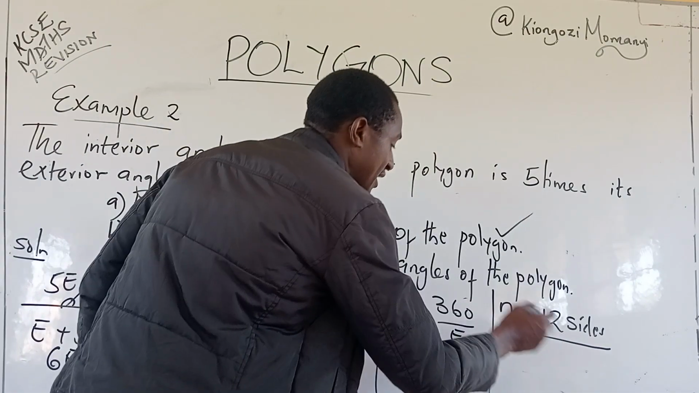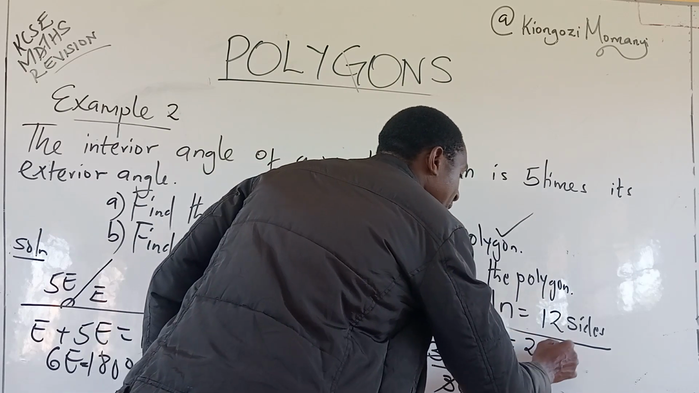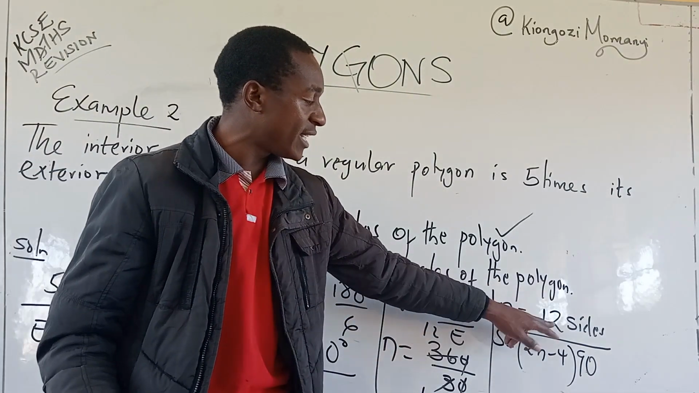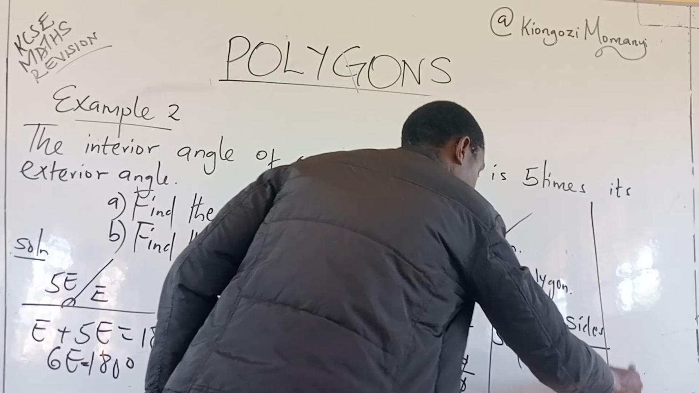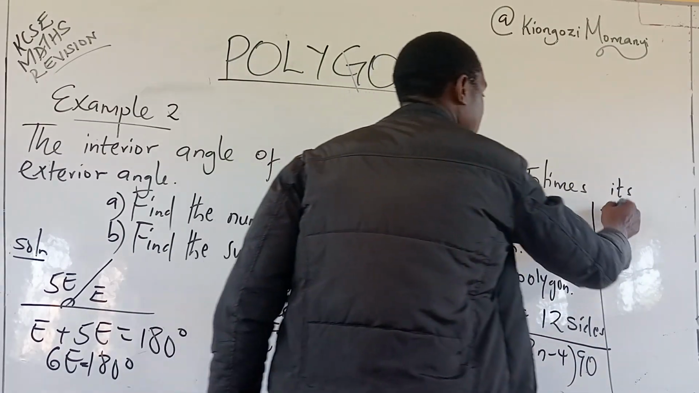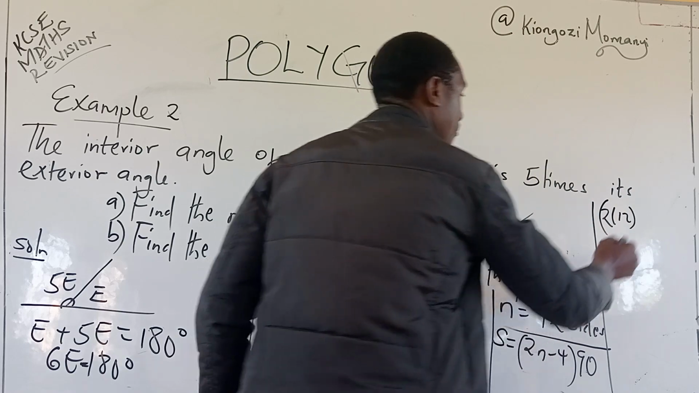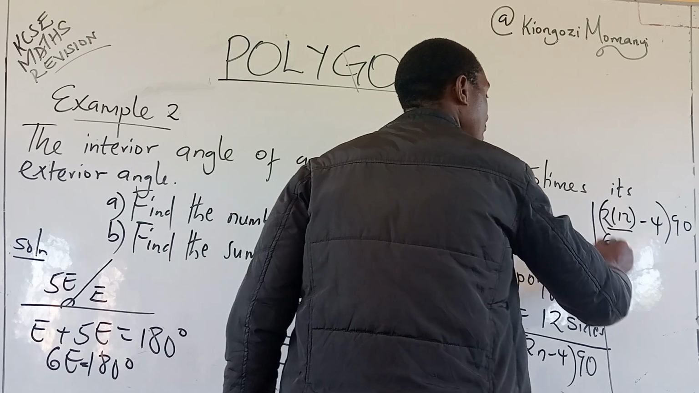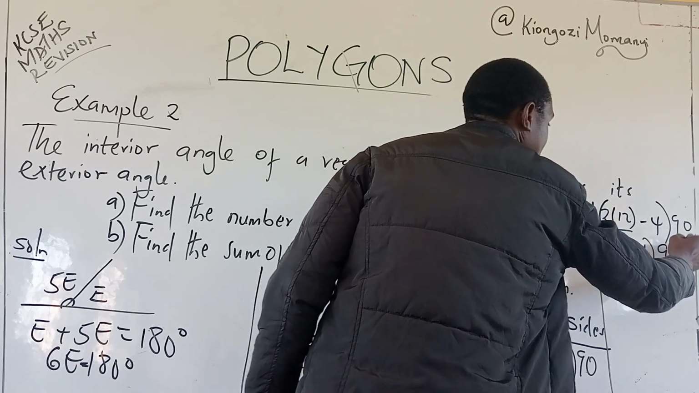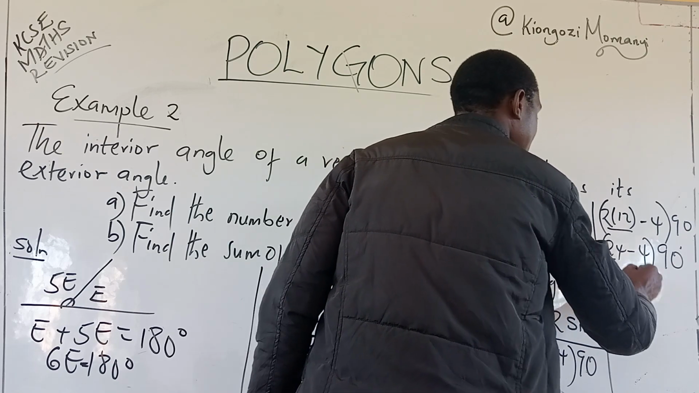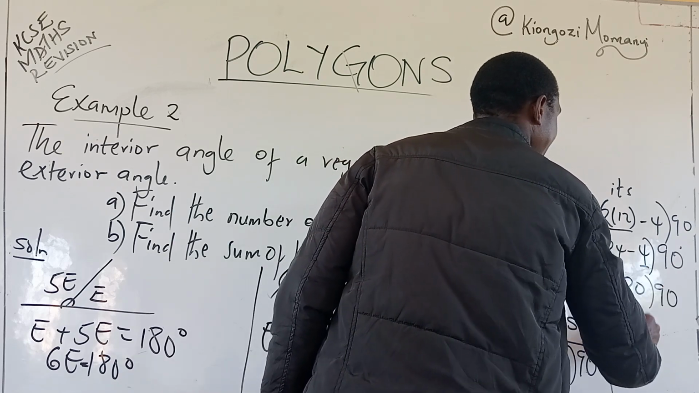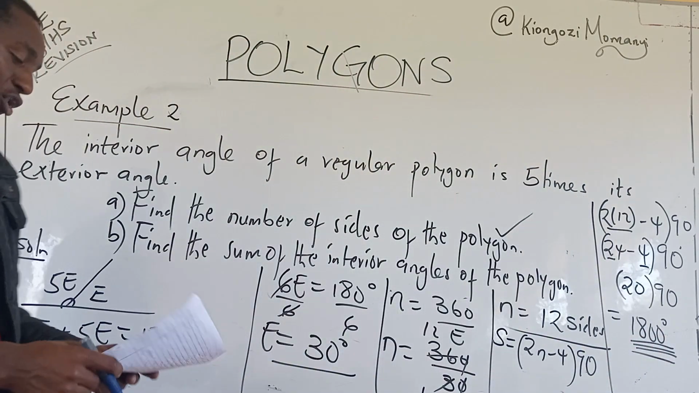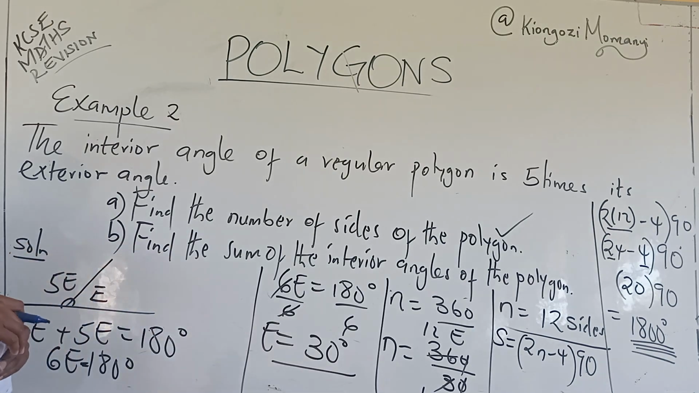I think you remember the formula for the sum. Sum, we say 2n minus 4 times 90 degrees, into brackets, where n already is 12. So we shall say 2 times 12 minus 4 into 90 degrees. This is 24 minus 4, which is 20, times 90, which is 1800 degrees. And that is the sum of those interior angles of that polygon.